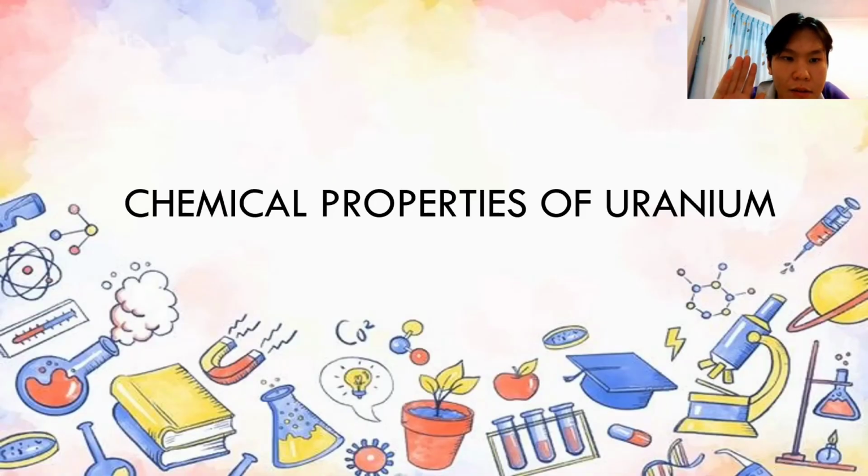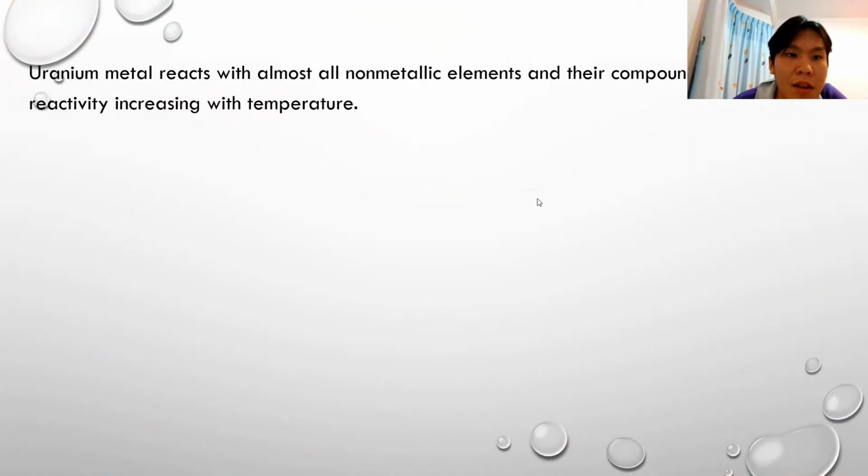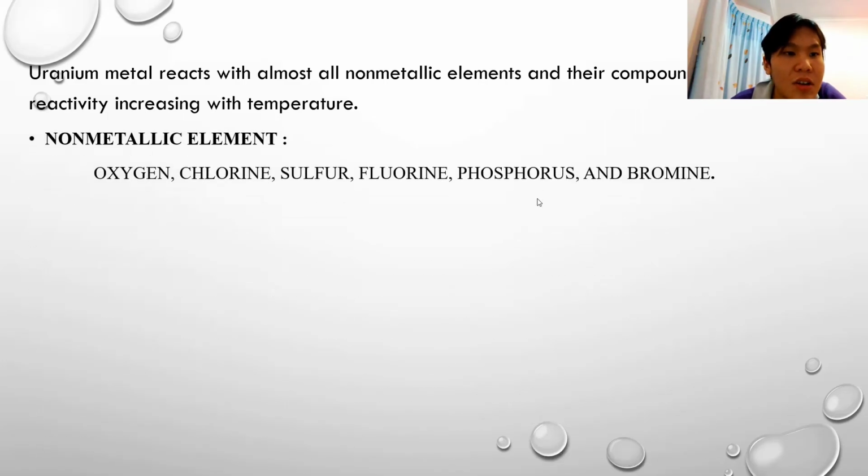Hello, my name is Wong Qin Ung. Today I would like to talk about the chemical properties of uranium. Uranium metal can react with almost all non-metallic elements and their compounds, with reactivity increasing with temperature. Examples of the non-metallic elements are oxygen, chlorine, sulfur, fluorine, phosphorus, and bromine.